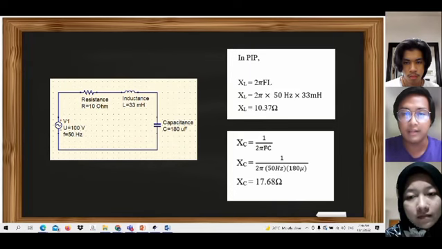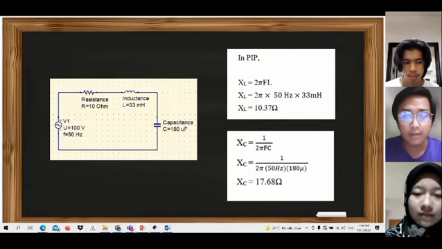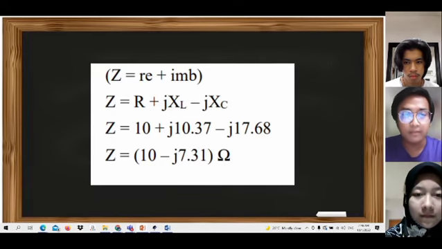That will be the inductive reactance, and the capacitive reactance will be easy as well: 1 over 2 pi f multiplied by the capacitance value. So we've got 17.68 ohms. All right, what's the purpose of finding the reactances? It's to apply the values into the equation that we're going to derive.